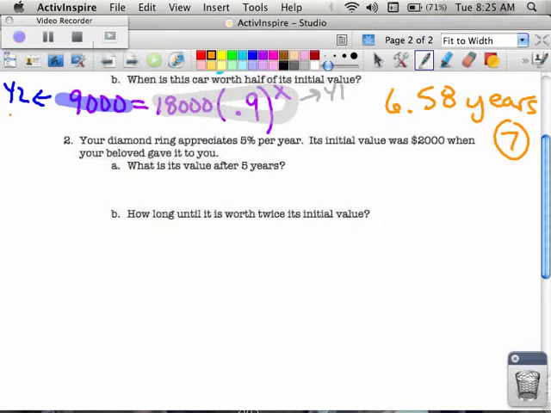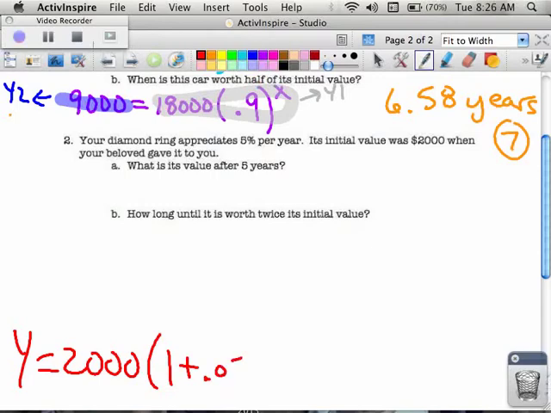So let's find the value after 5 years, and then how long before it's twice its value. So this is the same kind of question, but in reverse, because we're appreciating. What I'm going to do first down here at the bottom is write down what I think the equation is based on what they told me. So y equals, my starting value is 2,000. I start with 100% of the value, and I'm going up. So that's a positive 0.05, because that's 5%, and it's to the x power. And now I'm going to put this in my y1 and work with that to find out what happens after 5 years.